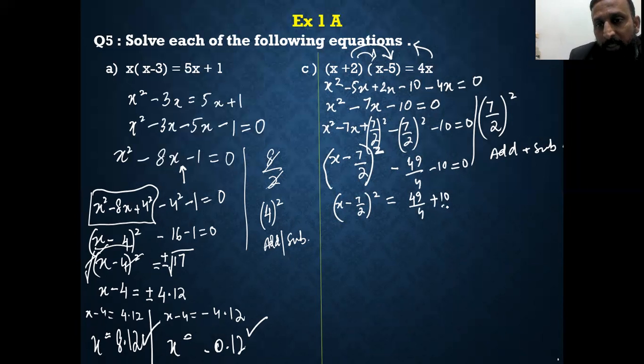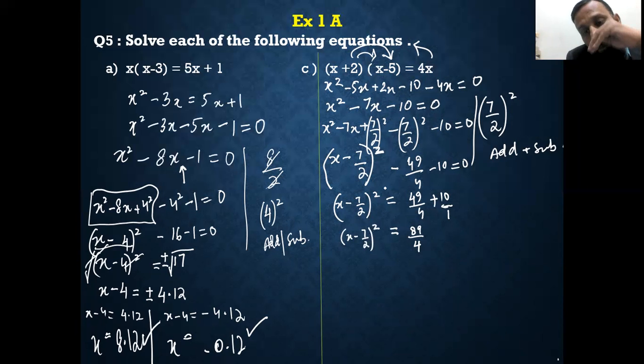So it's basically 10 upon 1. This is just for your understanding. So we have 4 tens are 40. 40 plus 49 makes 89 upon 4. Whereas on the left hand side we have x minus 7 upon 2 the whole square.